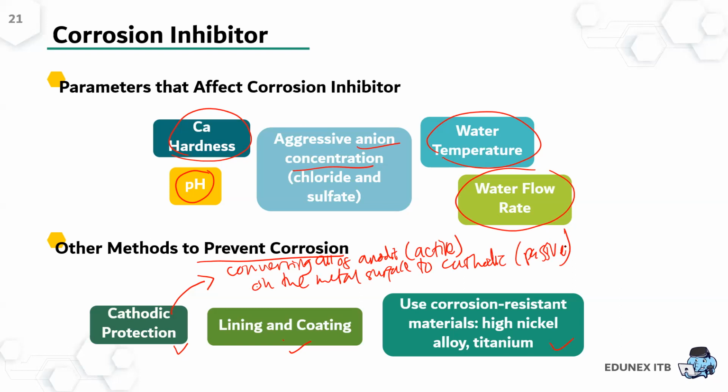While for the coating, the main aim is to protect the metal surface from degradation or from the oxidation process, and also prevent direct contact with compounds, especially oxygen, and act as a barrier from corrosive materials, and also provide chemical protection and abrasion resistance. Okay, the last method is to use corrosion resistant materials in order to prevent the corrosion process.